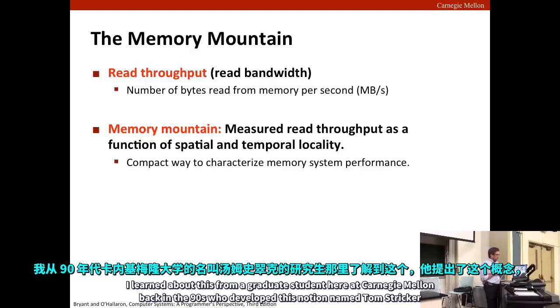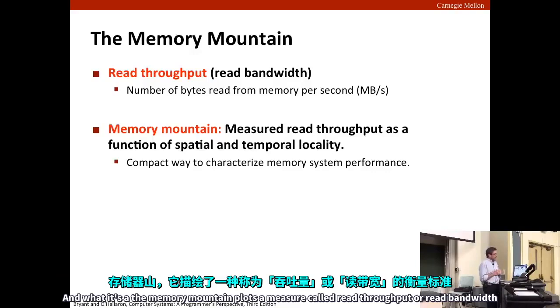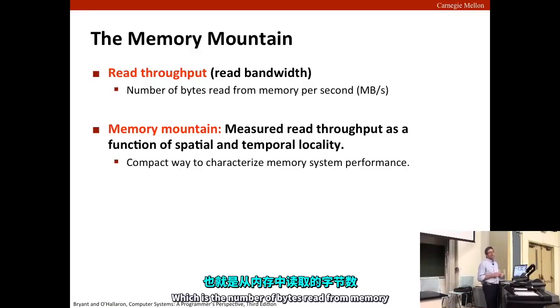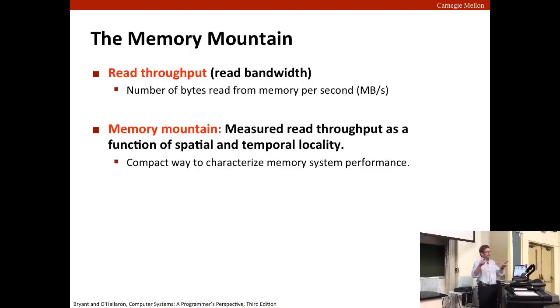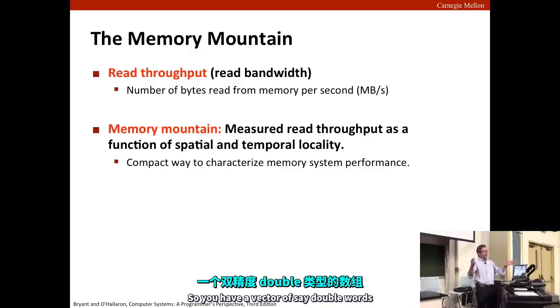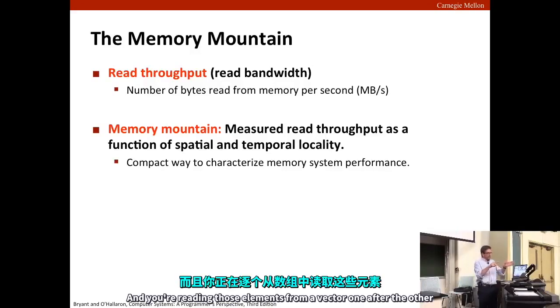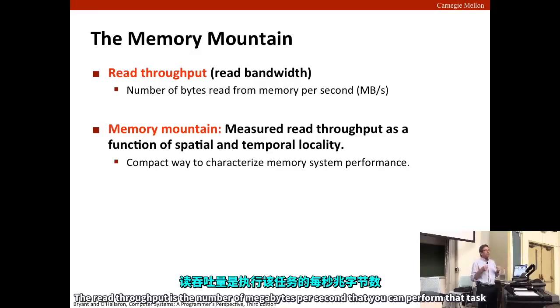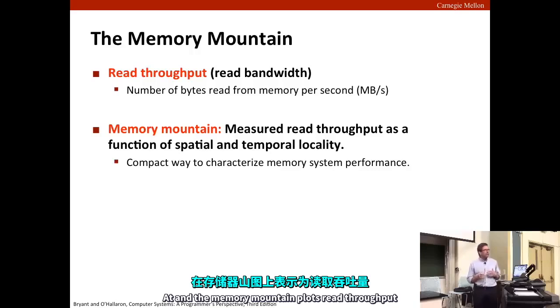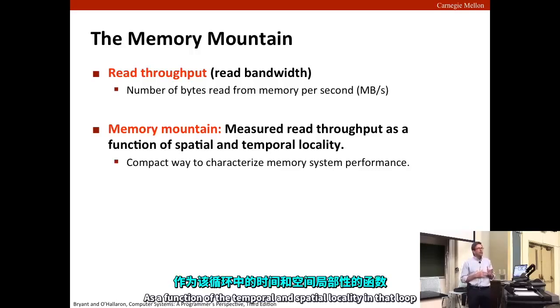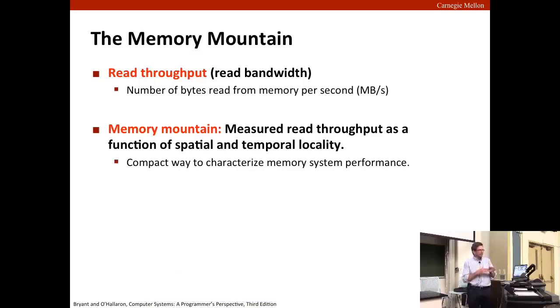And what it is, the memory mountain plots a measure called read throughput, or read bandwidth, which is the number of bytes read from memory. So if you have a loop and you're scanning over a vector of, say, double words, and you're reading those elements from the vector one after the other, the read throughput is the number of megabytes per second that you can perform that task at. And the memory mountain plots read throughput as a function of the temporal and spatial locality in that loop.